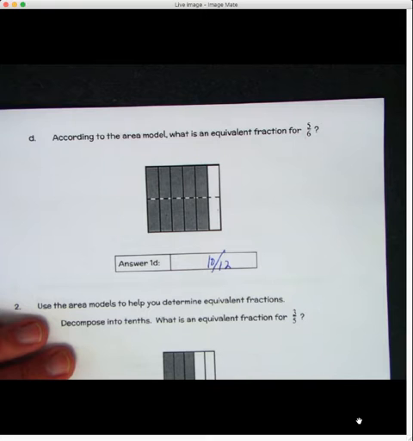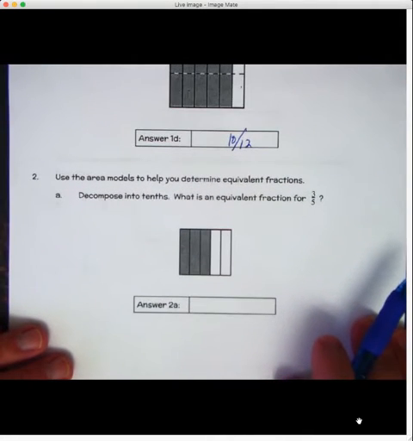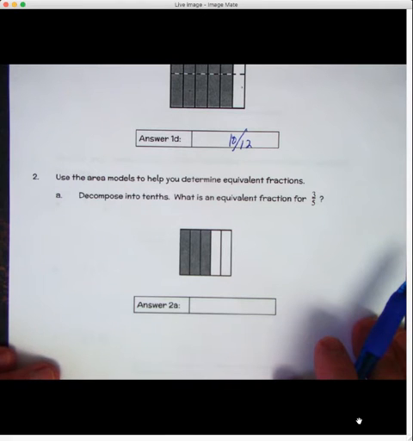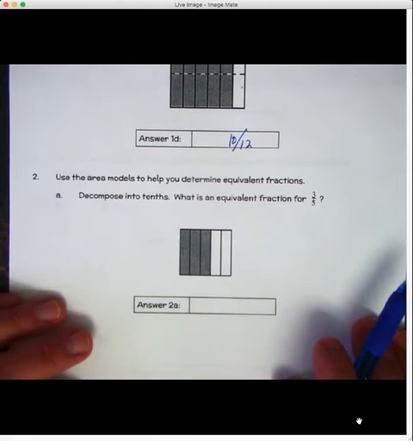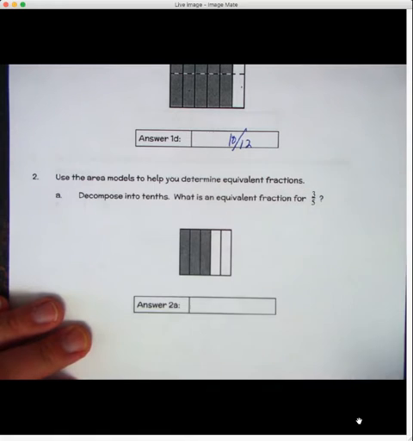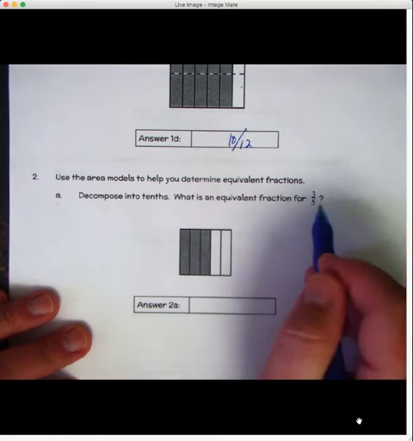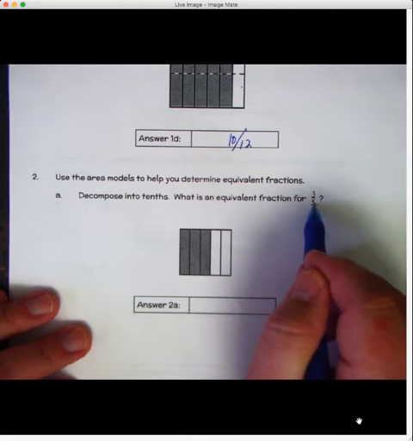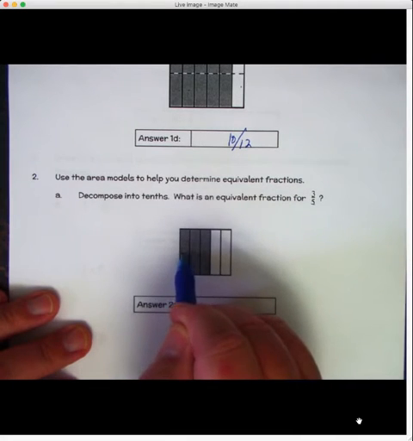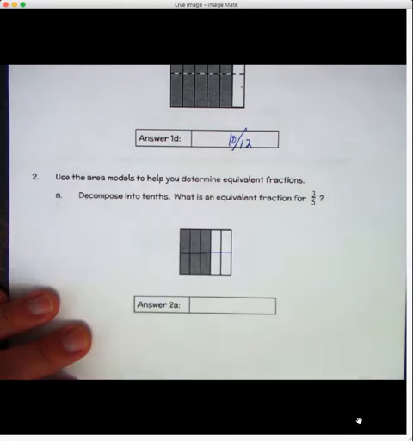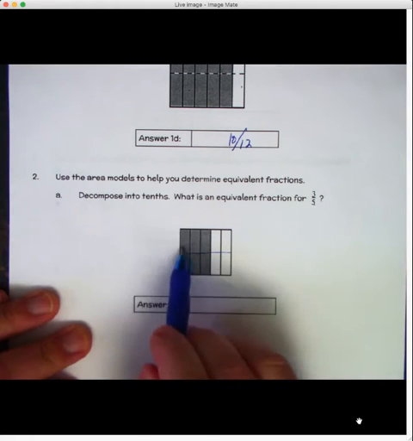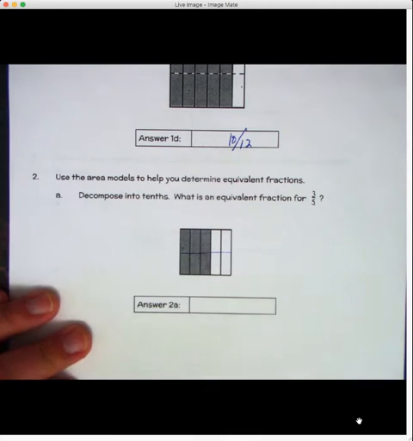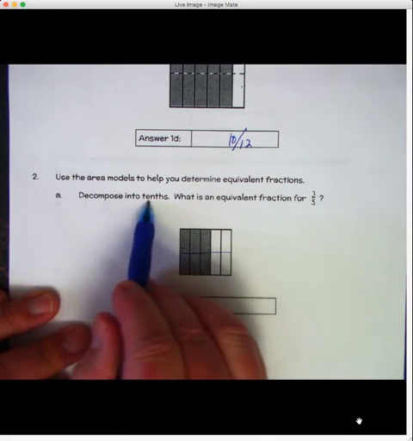Okay. Now, this one says use the area models to help you determine an equivalent fraction. Decompose into tenths. What's an equivalent fraction for 3/5? So that means we're going to make 10 pieces. We make 10 pieces by doubling this 5, right? So we're going to draw one line. And now we have 1, 2, 3, 4, 5, 6, 7, 8, 9, 10. We've got 10 pieces, so we decomposed into tenths.